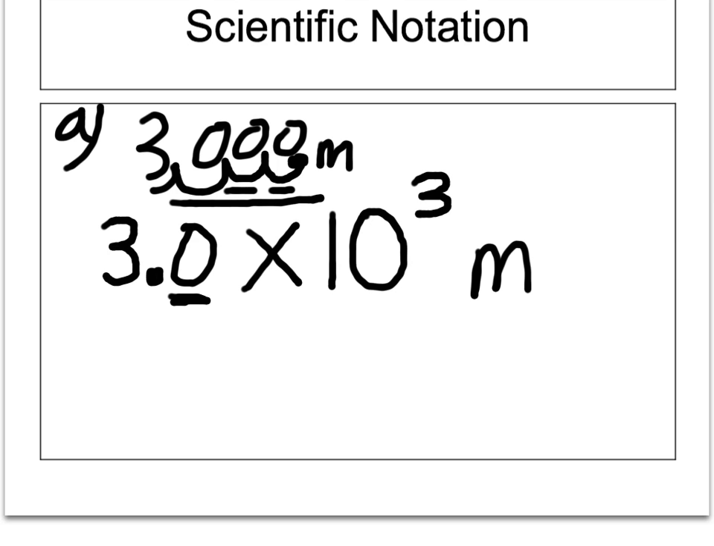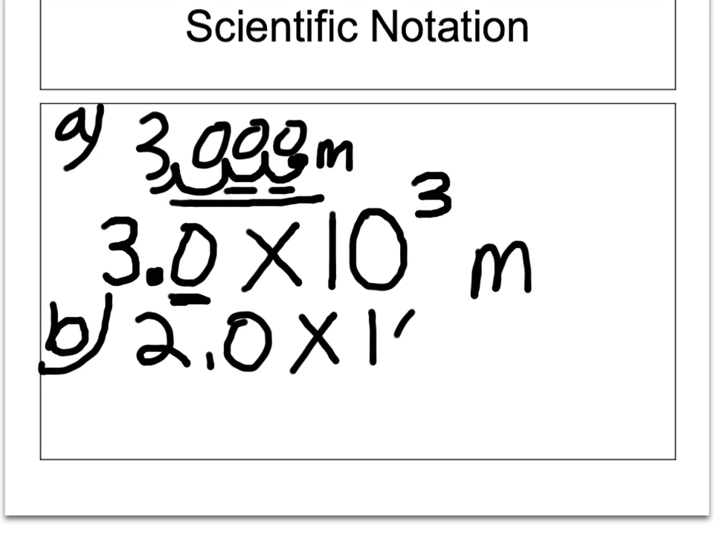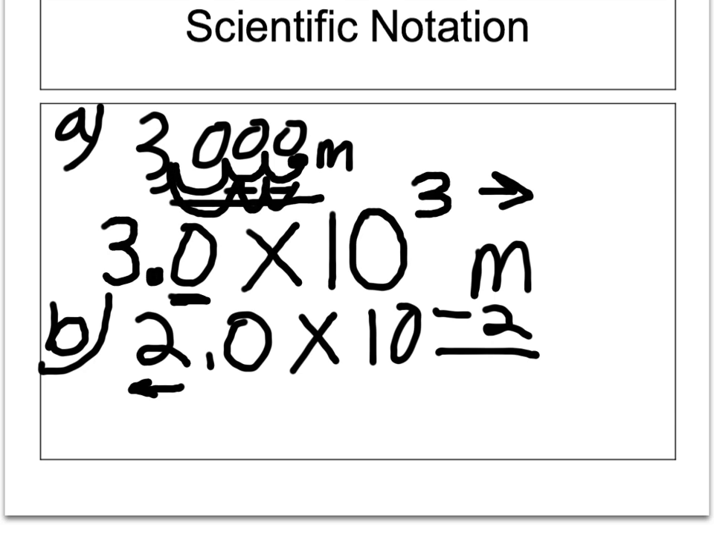All right, we can also do it backwards. So let's say I gave you a number like 2.0 times 10 to the negative 2. So you're going to get two parts here, more bang for your buck. This negative 2 means I'm going to move the decimal to the left. Notice that the 3 here actually means I move it to the right. So if I wanted to go back, I'd go right 1, 2, 3, to get to 3,000.